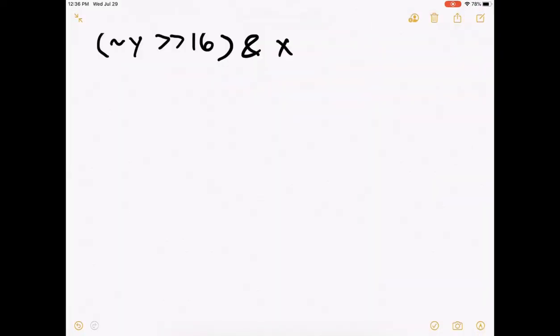Okay, this is the worked example that we saw in the previous slide. I have a quantity that has the NOT of y right shifted by 16, anded with x. Now, these are Java ints, so they are 32 bits, so I'm probably going to be writing out a lot of bits on this, so bear with me.